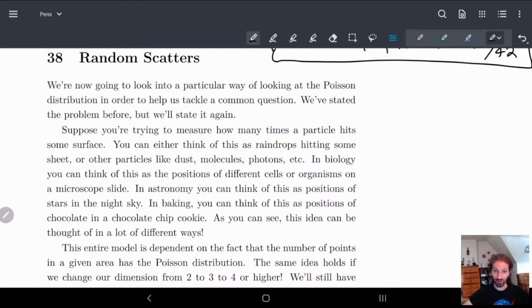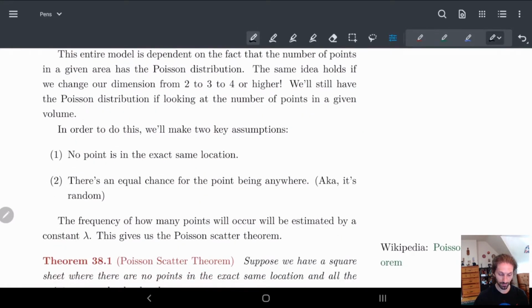As you can see, there are a lot of different ways you can look at this. And this is very dependent on the fact that the number of points in a given area has a Poisson distribution. This is really where the Poisson distribution shines. It's how many points are in a certain area, whether that's in a plane, in a volume, whatever. You can do this in higher dimensions too: 2, 3, 4, 5, 9, 37, 1,677. It doesn't matter how many dimensions you have, you can just go higher and higher. We'll still have the Poisson distribution regardless of anything. There are two points that we do need to make in this.